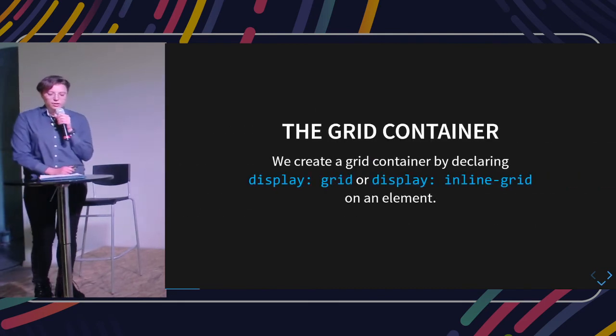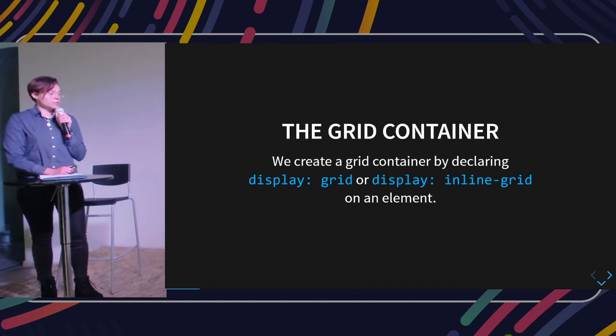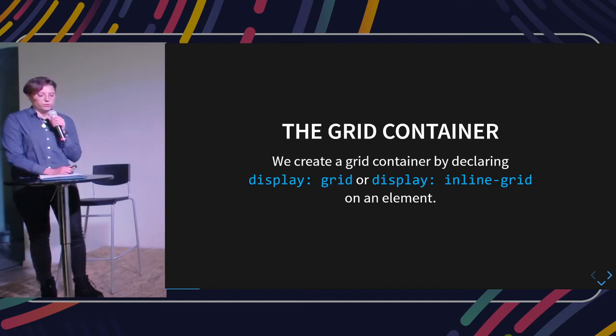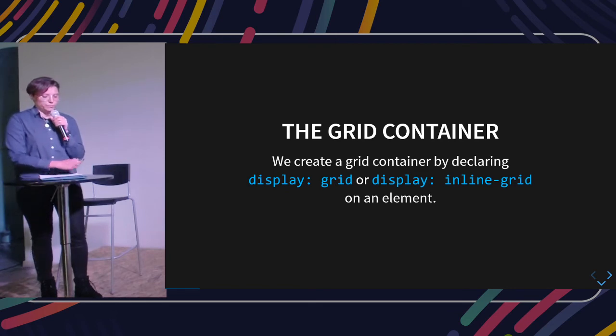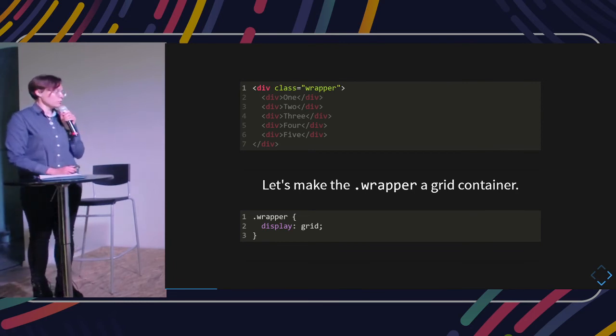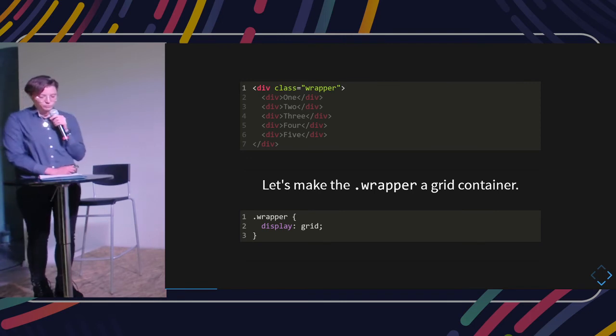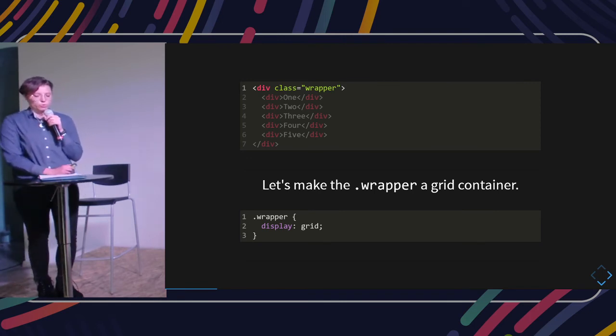We can create a grid container by declaring display grid or display inline grid on an element. As soon as we do this, all direct children of that element become grid items. In this example, we have a containing div with a class of wrapper, and inside are 5 child elements. I make the wrapper a grid container. In the web browser, you won't see any difference to how these items are displayed before turning them into a grid, as grid has created a single column grid for the items.